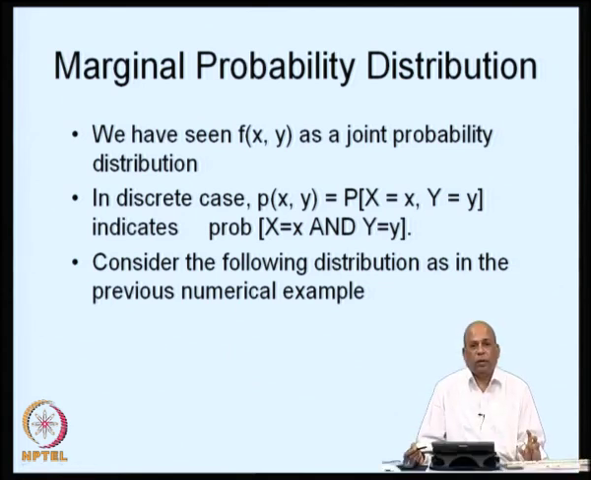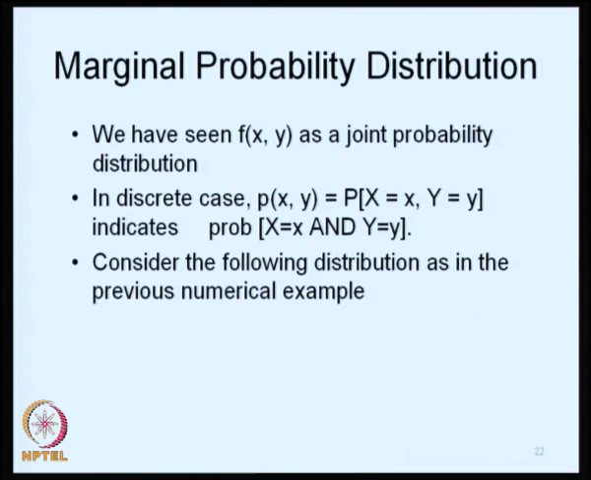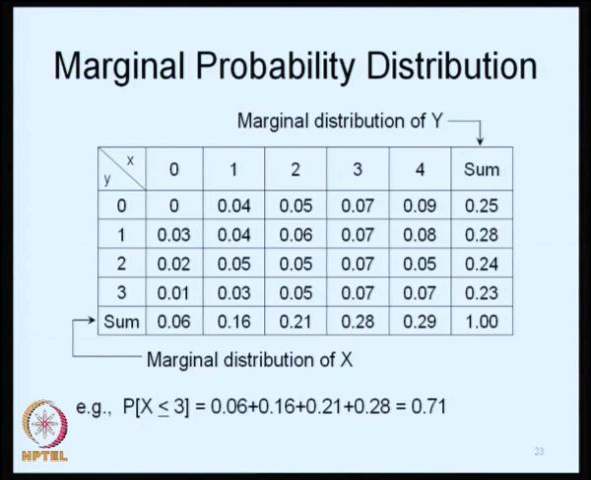Okay, so, what we just now did is that we defined the joint probability mass function in the case of a discrete 2-dimensional random variable, and the joint probability density function in the case of the 2-dimensional continuous random variable. Now, let us see that if we are given the 2-dimensional joint probability mass function, can we get back to the original distribution of the single dimensional random variable. Let us look at this example.